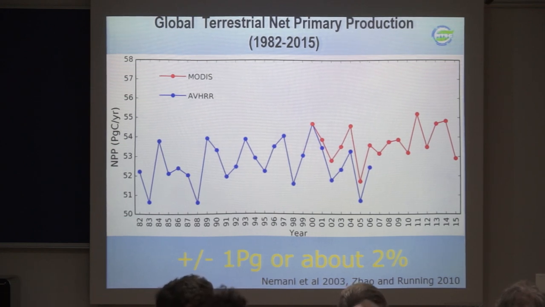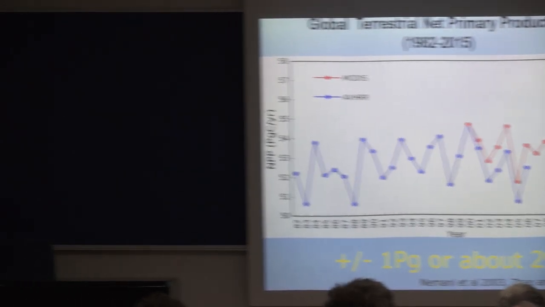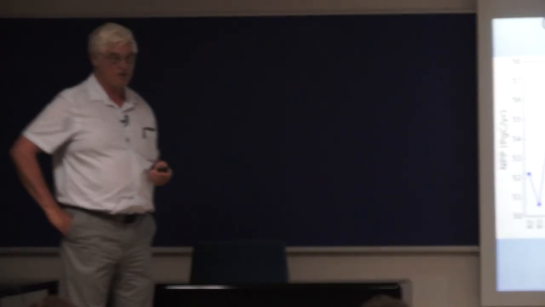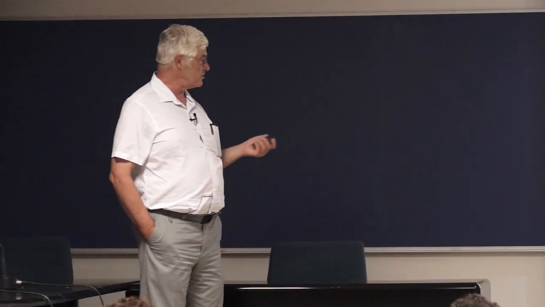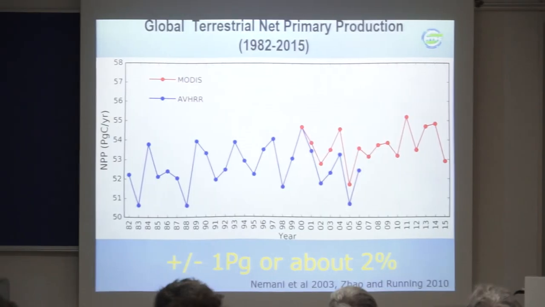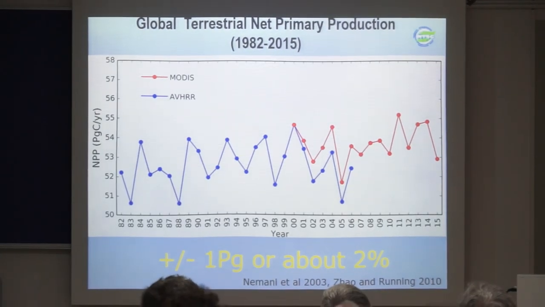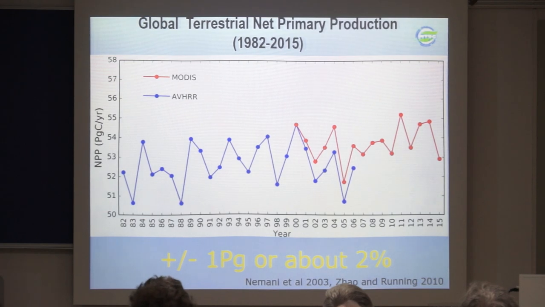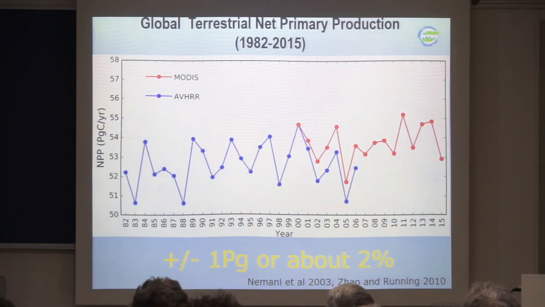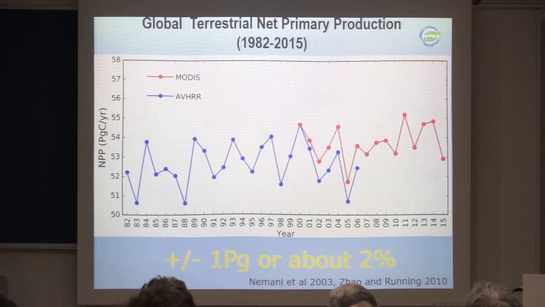And I finally realized maybe trying to see the subtleties of that trend is not the most interesting question. Maybe a more interesting question is that here the global NPP stays within very small annual amplitude, only about 2%. About one petagram is the annual amplitude of variability. And I thought, geez, I wonder if that's more significant, that NPP on a global basis hardly changes at all.